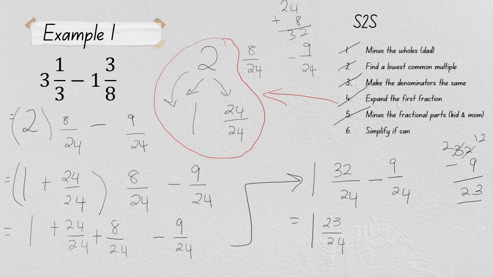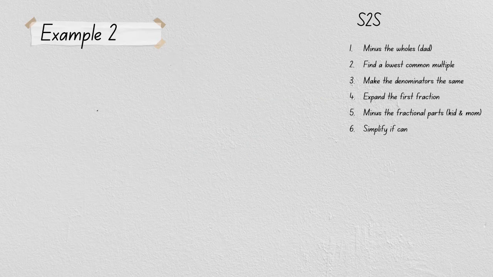Example 2. 3 wholes, 1 out of 5 minus 2 wholes, 1 out of 2. Step 1, minus the wholes. So 3 minus 2 gives us 1. So that is step 1.